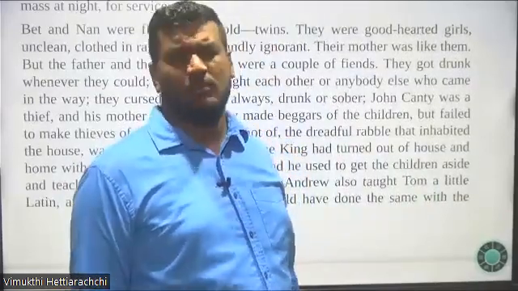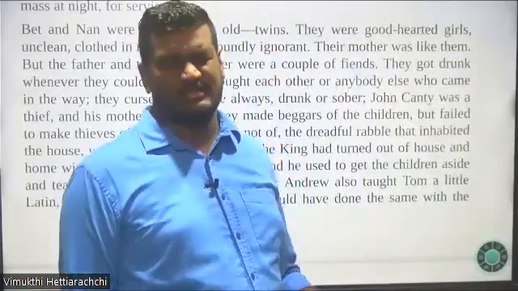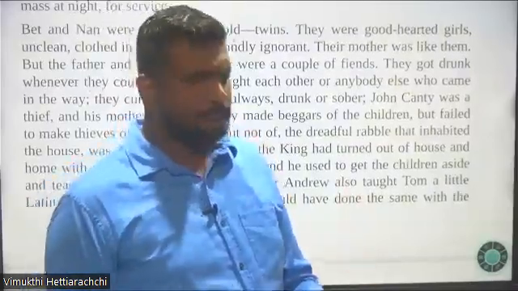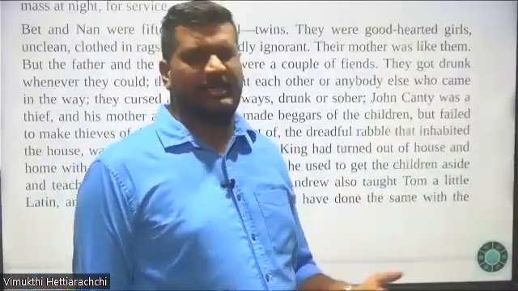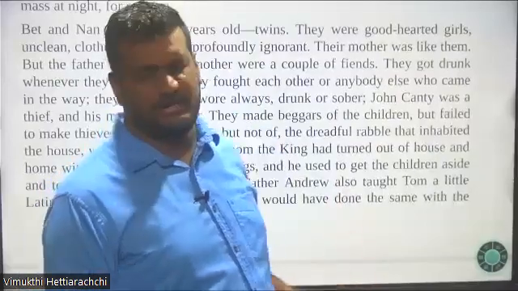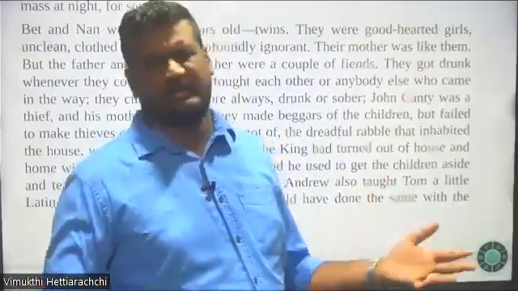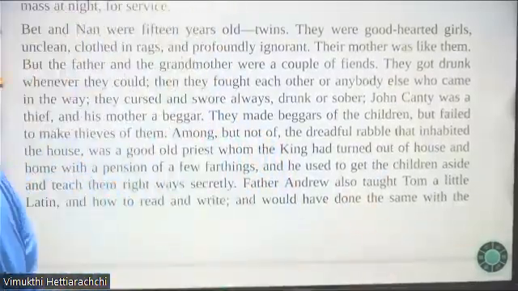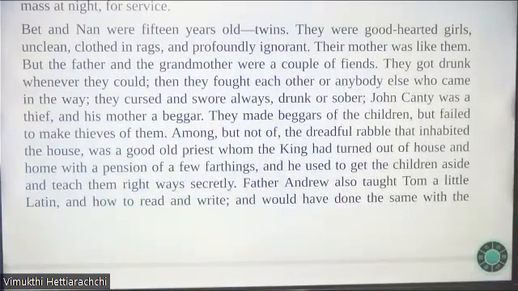But when it comes to Tom's mother and Tom's two sisters, right, they were very much innocent, right? They didn't have any alternative in their life. So father did not give them enough money to survive. So they didn't have any alternative. Right. They made beggars of the children, right? But failed to make thieves of them.